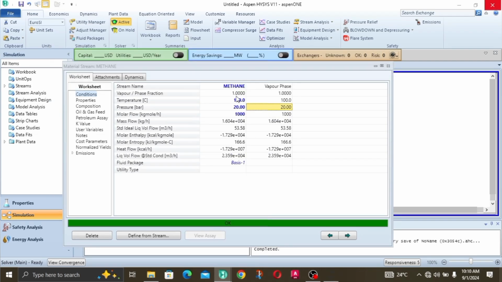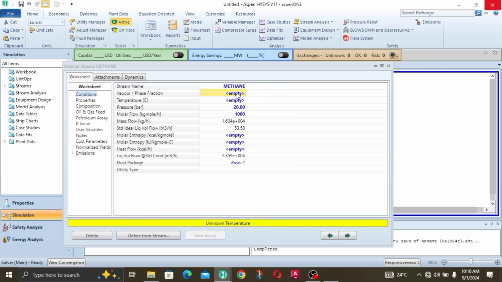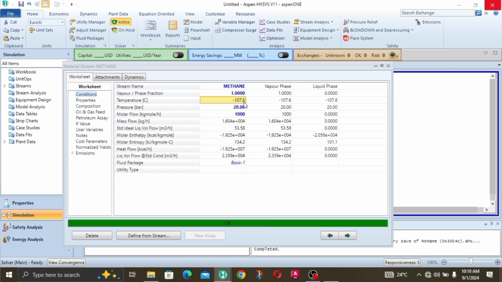Please bear in mind that even though we do not manually impute this vapor fraction value of 1, you can see it's highlighted in black. It means Aspen HYSYS automatically gave us this value. Given that Aspen HYSYS automatically gave us this value, it doesn't mean that we cannot give a value for the vapor fraction ourselves manually. Let's try that. We erase the temperature, expecting Aspen HYSYS to give us the temperature automatically, and we impute the vapor fraction of 1. And we have our temperature.